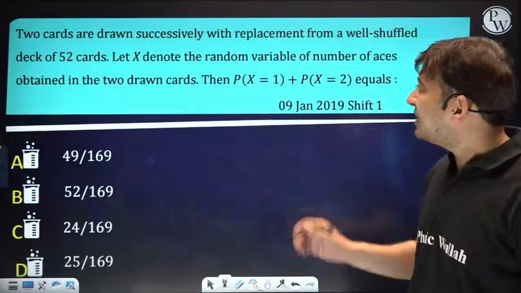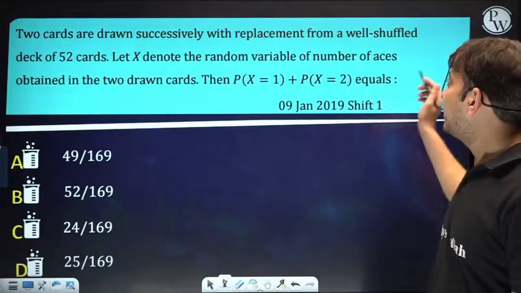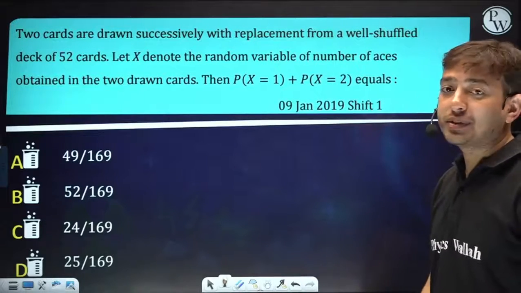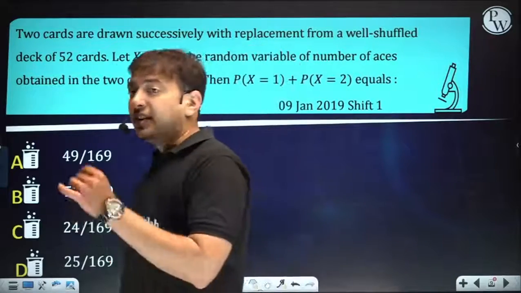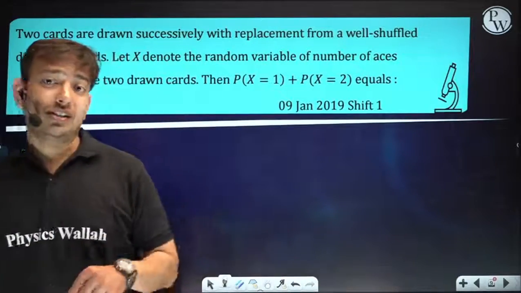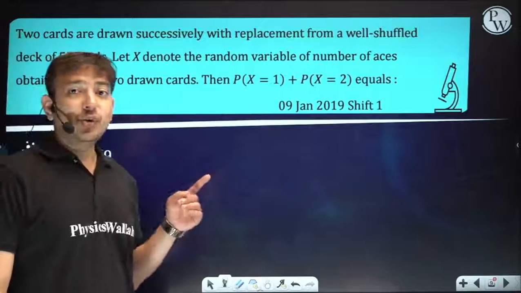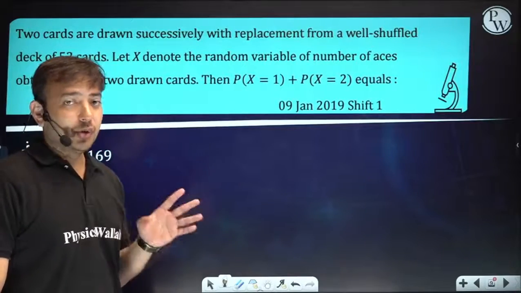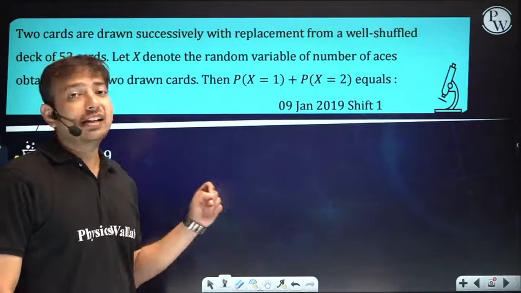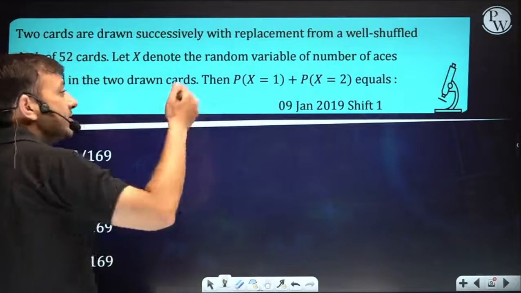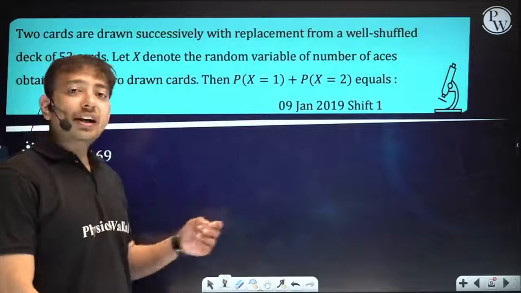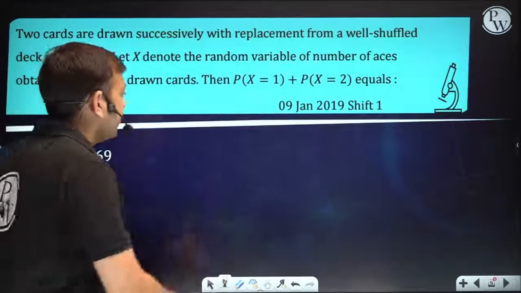2 cards are drawn successively with replacement from a well shuffled deck of 52 cards. Now sir, here successively means one by one. In the previous question it was taken out as a random. So both are different. Don't get confused. Both are different questions. In one by one, every taken out probability will be taken as different.